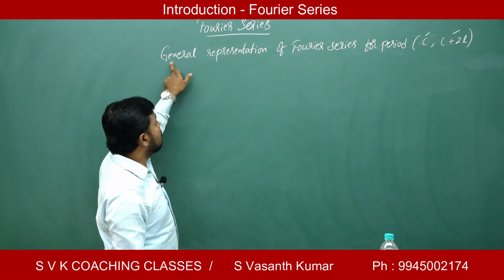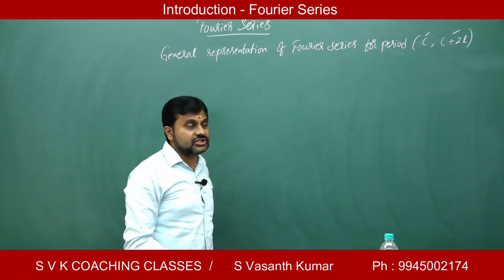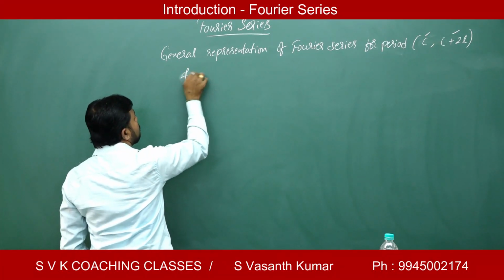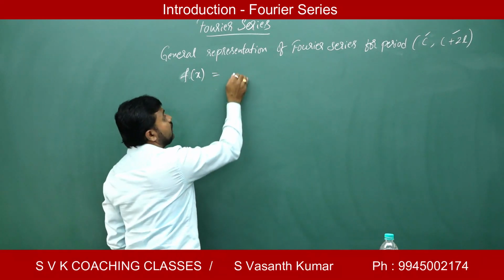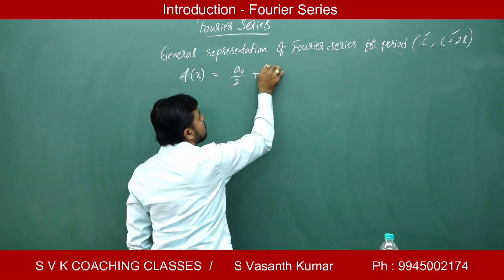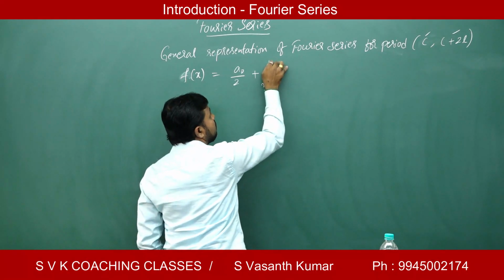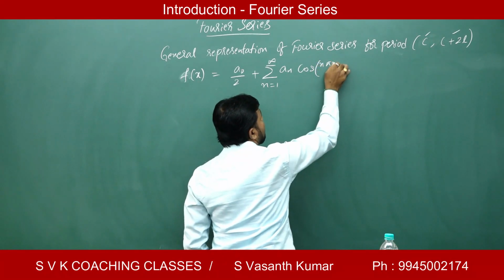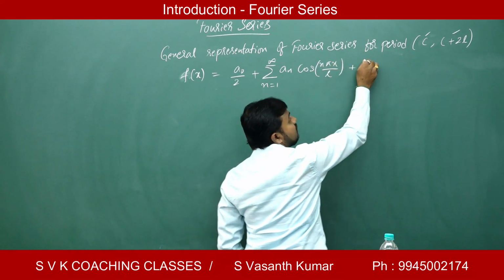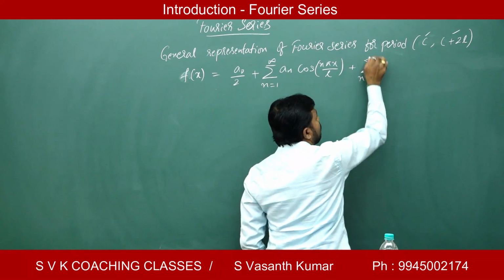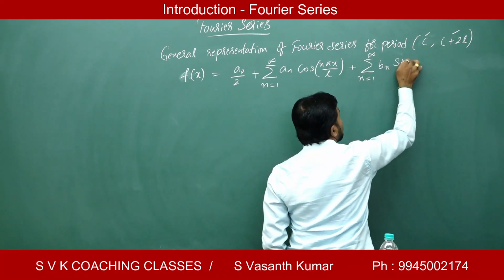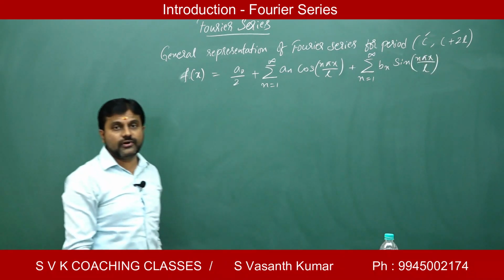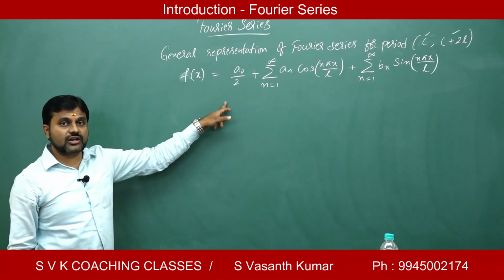We shall go for the general representation of Fourier series for the interval c to c plus 2L. It is given by f of x equal to a naught by 2 plus summation n equal to 1 to infinity an cos n pi x by L plus summation n equal to 1 to infinity bn sin n pi x by L. This is the representation of a Fourier series in general form.